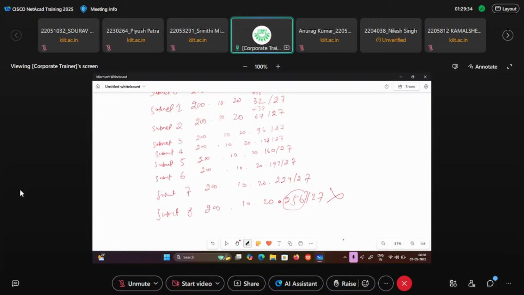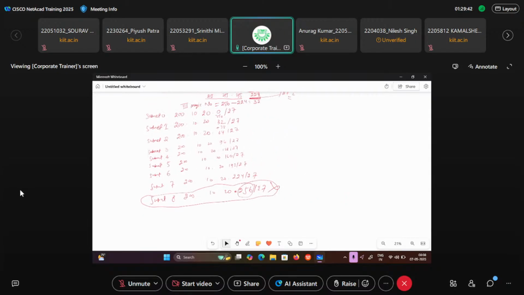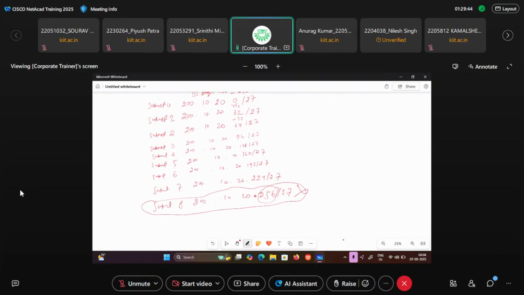So this subnet is not going to exist. Subnet 8 is not going to configure. From subnet 8, the rest of the subnets you cannot configure, because in the last octet the maximum value you can keep is 255. And if you add the block size 32, it will go up to 256, and 256 is not going to exist in any of the octets, right?